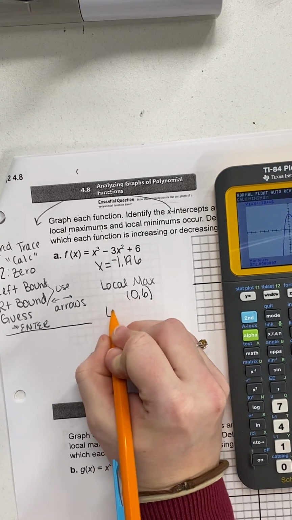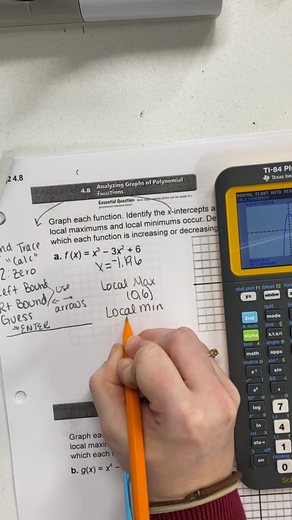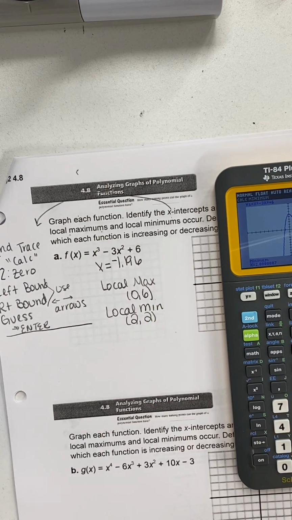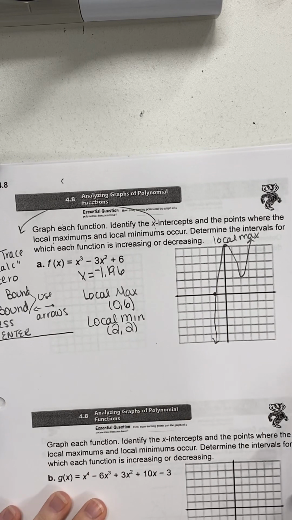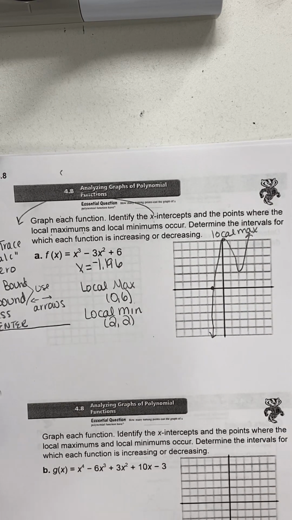for. So then our local min is at the point 2, 2. Right? If I round that out, that becomes just 2, 2. Okay, so those give us all of the different points. Make sure that you can do that on your calculator.